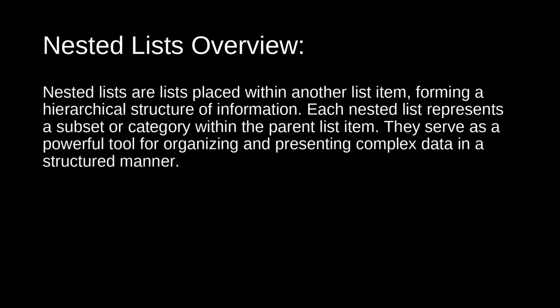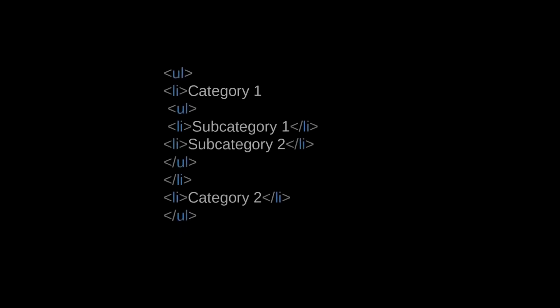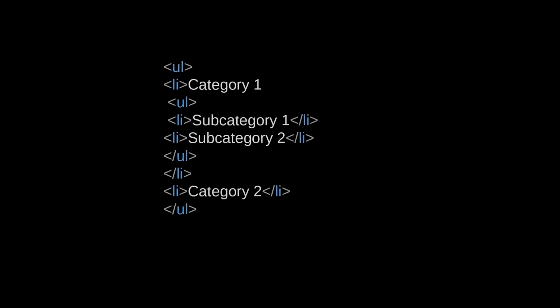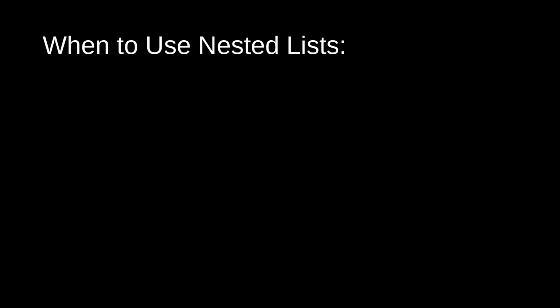So what are nested lists? A nested list is a list that is placed within another list item, creating a hierarchical structure of information. Each nested list represents a subset or category within the parent list item. Nested lists are a powerful tool for organizing and presenting complex data in a structured manner. So in this example, category 1 is a list item that contains a nested unordered list with two items, subcategory 1 and subcategory 2.